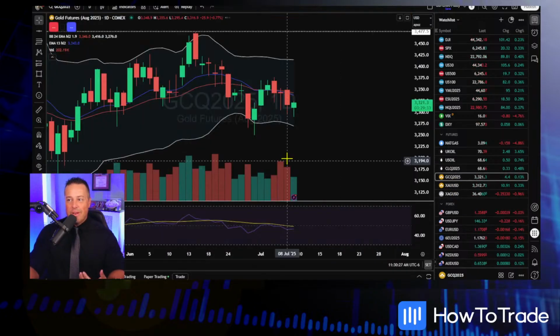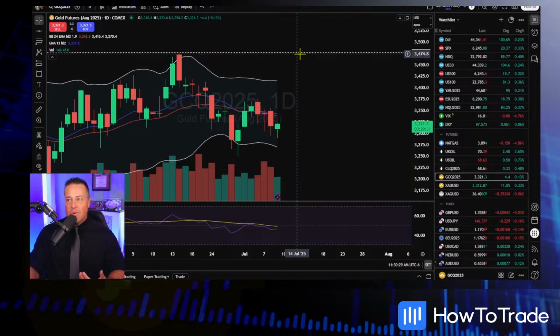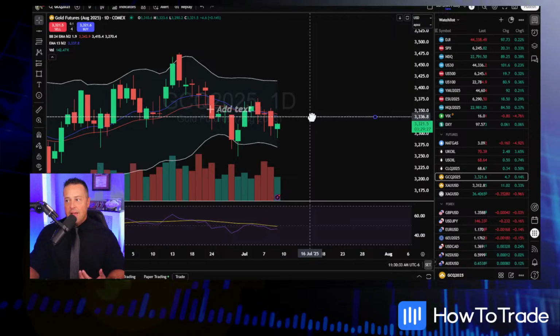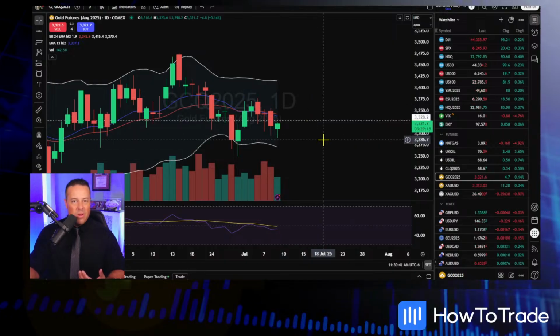So let's say we were going to look at gold. Ignore this. These are August gold futures. This is the contract that I'm currently trading. I have a topside range number right up in here. It's right around 33.29ish, 28, somewhere in there.